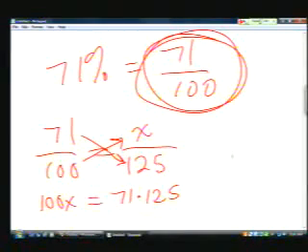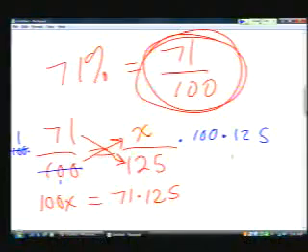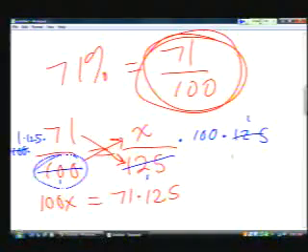When you cross multiply, you're really multiplying both sides times 100, and that gets rid of this, doesn't it? Then you're multiplying both sides times 125, and when you do that, you actually are getting rid of this 125 right in here. That's the reason why cross multiply works. It's because you're multiplying both sides by 100, and then by 125.